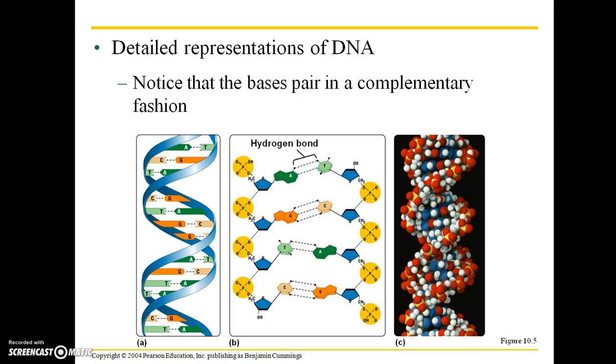Again, notice that the bases pair in complementary fashion. Adenine always pairs with thymine, and cytosine always pairs with guanine. So we have a double-ring structure pairing with a single-ring structure.